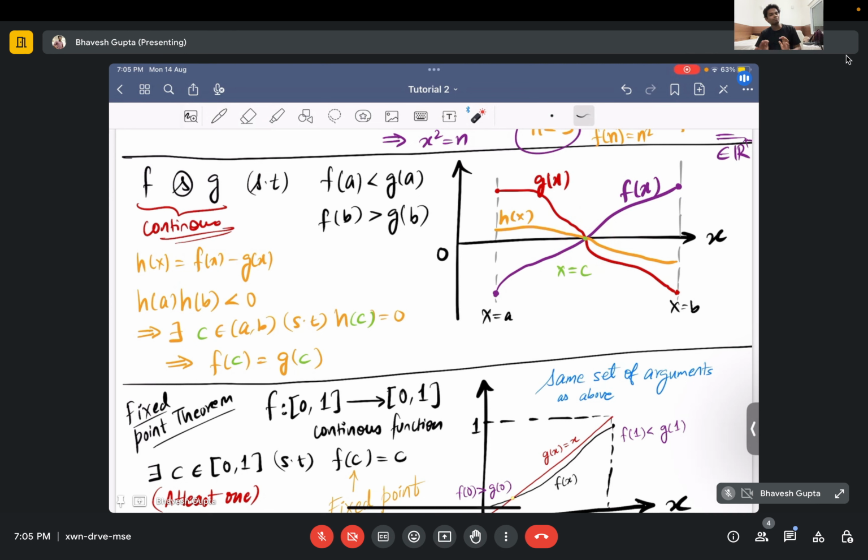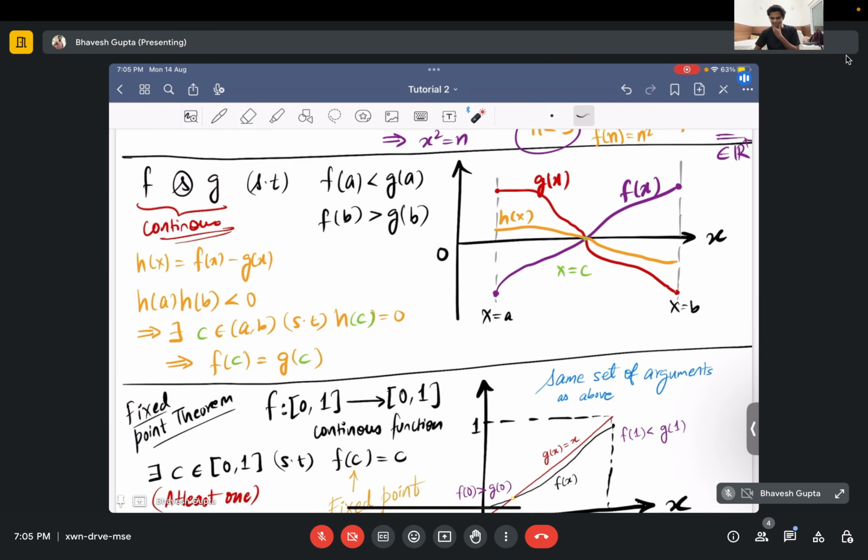So discontinuity can be a way out, to avoid this particular critical point. But we are assuming that f function and g function are continuous, and we have this kind of a situation in which one function was greater than the other. Like you can see from here, this function is greater than this, right? But the moment you go to the other extreme, the situation is otherwise.